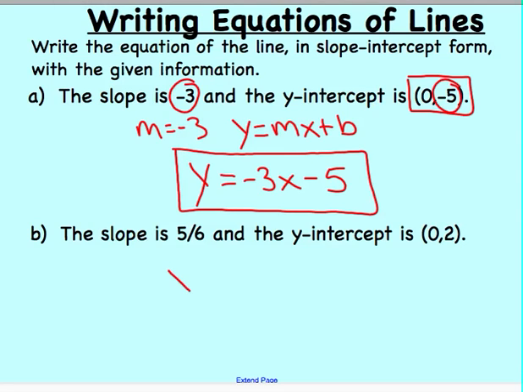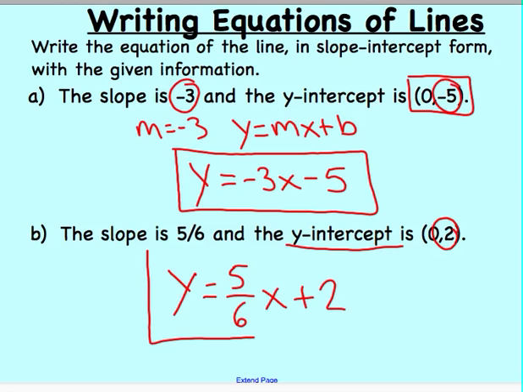So really quickly, this second one, if the slope is 5 over 6, I have 5 over 6x, and this right here, the y-intercept is represented by 2, and it's positive 2. So this is my answer. This is the easiest possible way that you could be asked to do a question like this. All the information is given to you right there.